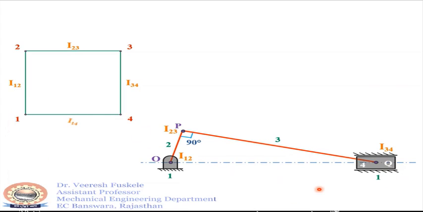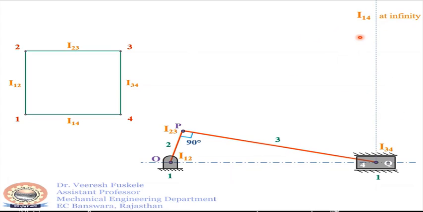So next is 4-1. So this will give us I14. Now slider is link 4 and 1 is the fixed link. So these two make a pure translatory pair. So it will be a pure translatory motion, and this is a prismatic pair. So as we have studied earlier, the instantaneous center of this type of pair or translatory motion will be lying at infinity. So we have a line and I14 will be at infinity.